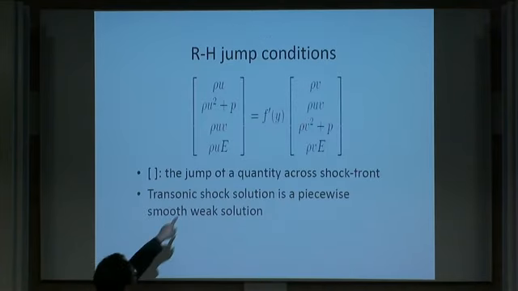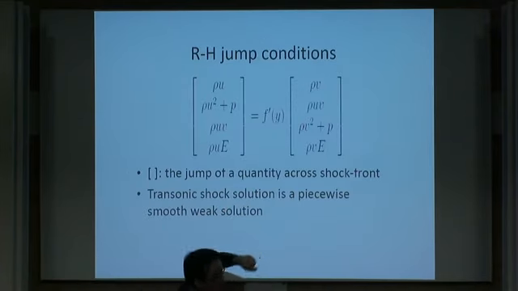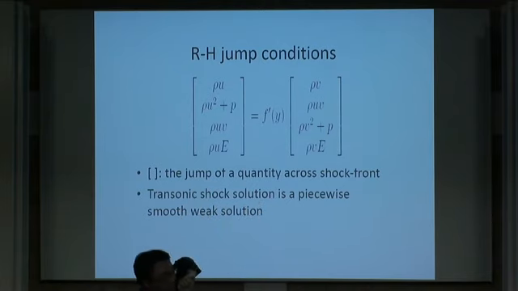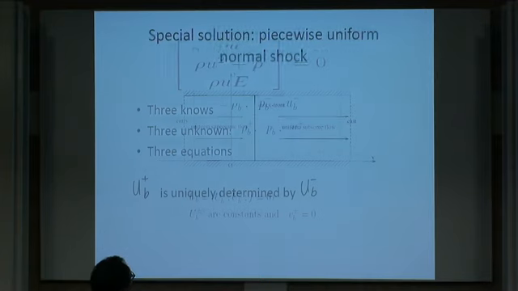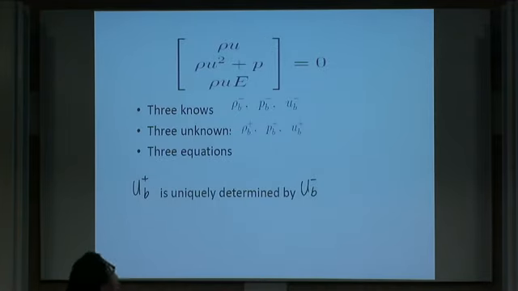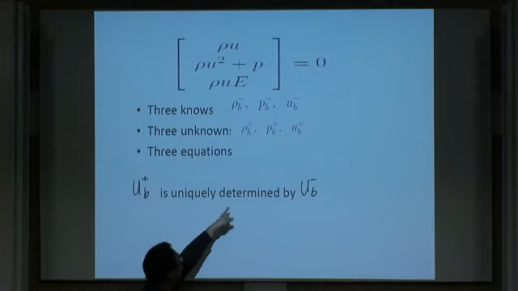Here, since the shock front is a straight line, f prime is 0. We assume v is 0, so the third one is trivial. So we only have the first, the second, and the fourth lines. These are the RH conditions. So 3 equations, and we also have 3 unknowns, namely the pressure, the density, and the velocity for the subsonic flow.